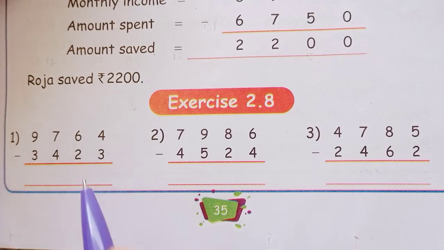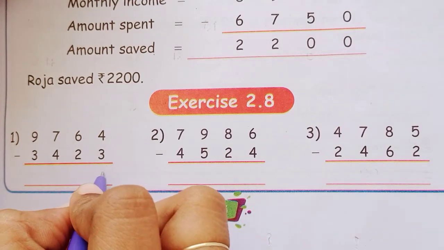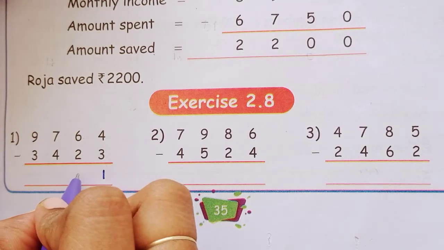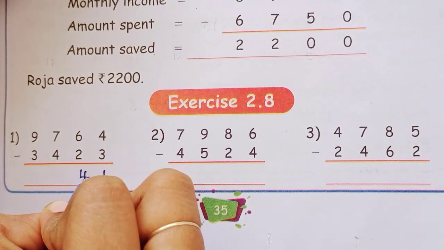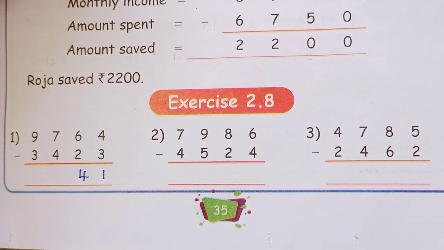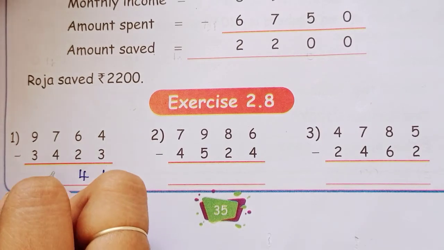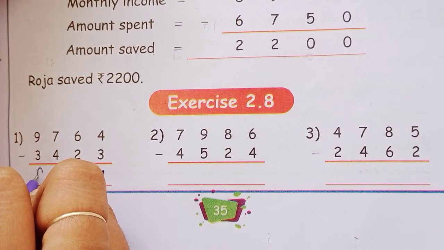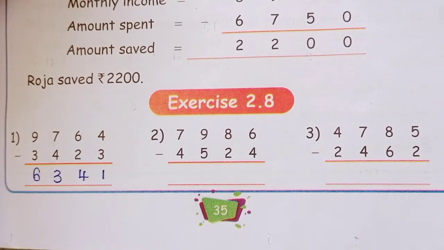4 minus 3, 1. 6 minus 2, 4. Then 7 minus 4, then we will get 3. 9 minus 3, 6. Okay, wow. So the answer is 6341. Then see the second sum.